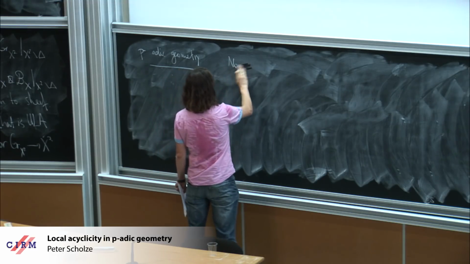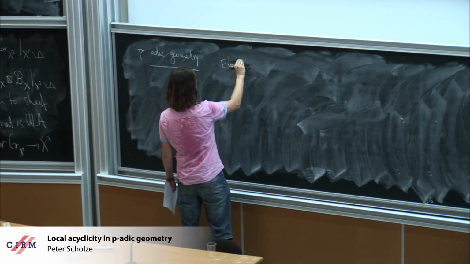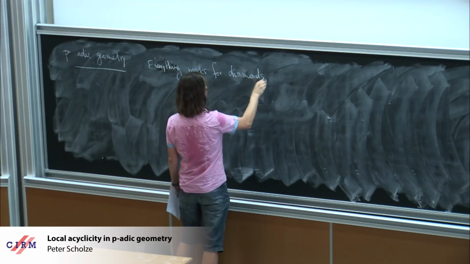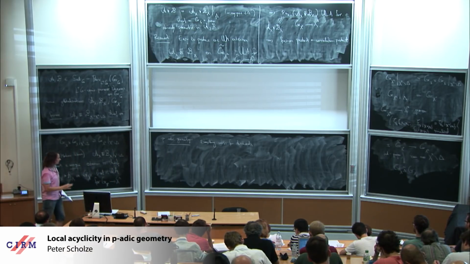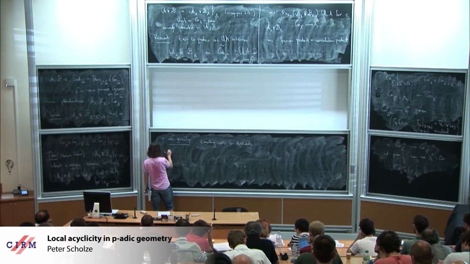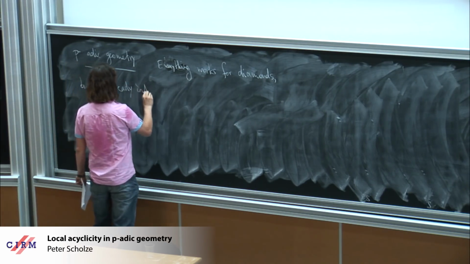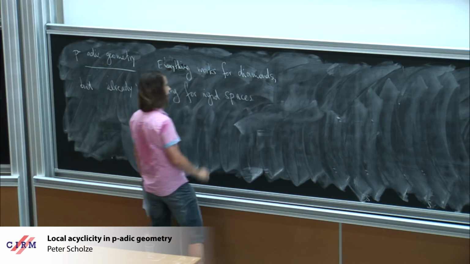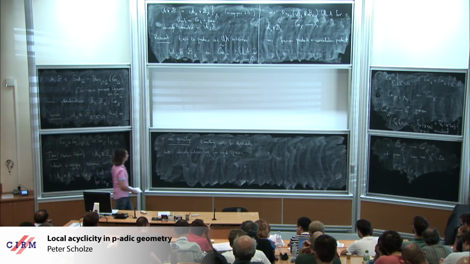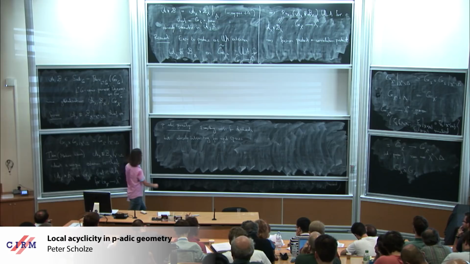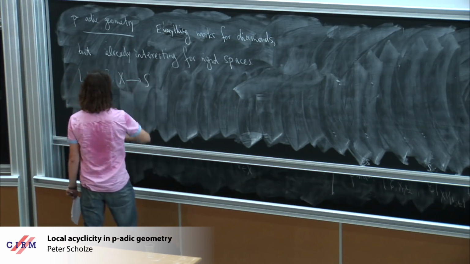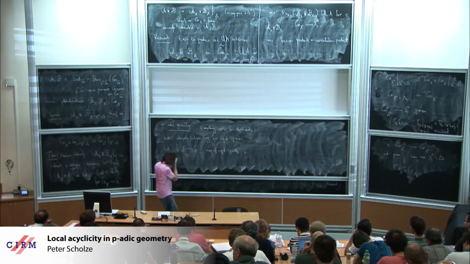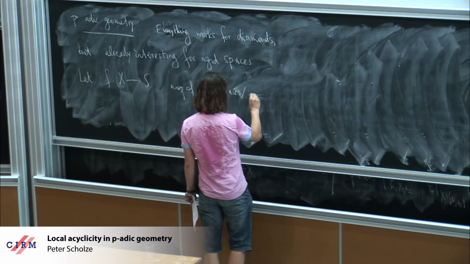So now, I should say that everything works for diamonds. But the story I want to tell is already interesting just for adic spaces or for rigid spaces. And so for exploratory reasons, let me stick to this more familiar setup of rigid spaces. Let's say f from X to S is a map of rigid spaces that I consider as adic spaces, also over some non-Archimedean field K.